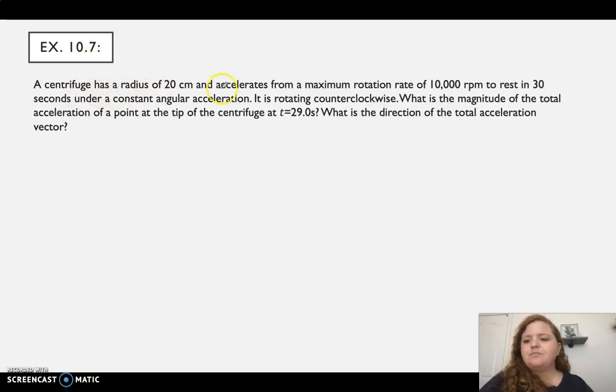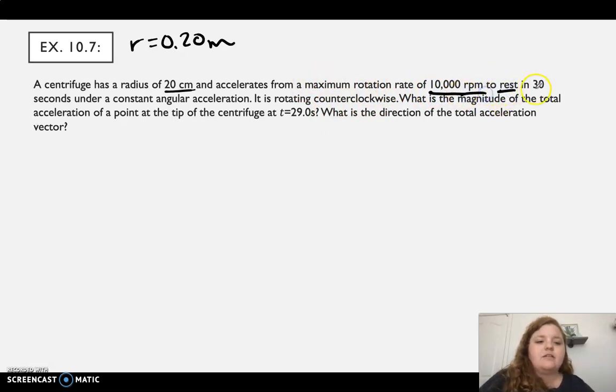This is 10.7. It states a centrifuge has a radius of 20 centimeters and accelerates from a maximum rotation rate of 10,000 RPM to rest in 30 seconds under a constant angular acceleration. It is rotating counterclockwise. What is the magnitude of the total acceleration of a point at the tip of the centrifuge at t equals 29 seconds? What is the direction of the total acceleration vector?